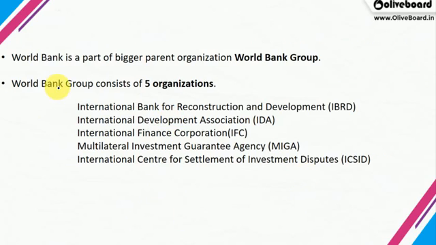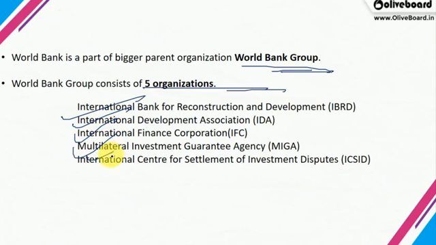The World Bank is a part of a bigger parent organization, which is the World Bank Group. That's why I was emphasizing which of the two institutions are part of only the World Bank. Now the World Bank Group has five organizations: IBRD, IDA, IFC, MIGA and ICSID. You should know the full forms. Full forms are very important. Full forms and their functions. Okay, that's it about the World Bank.